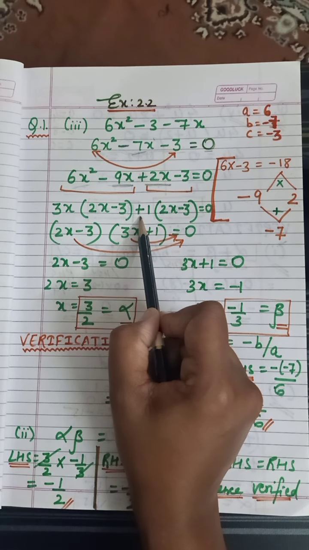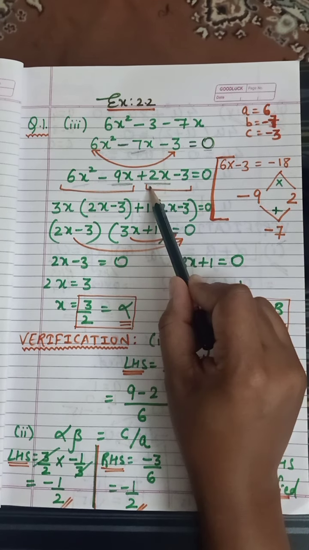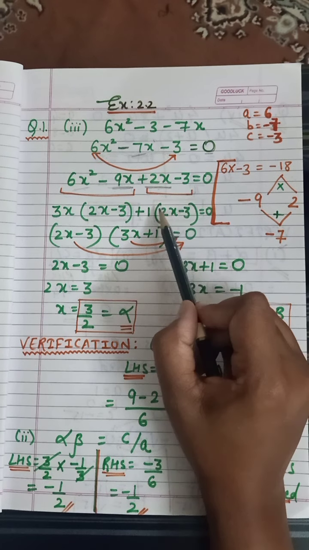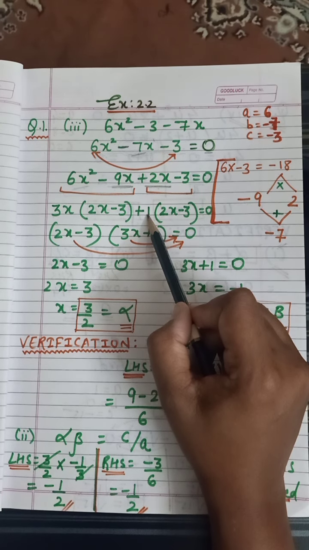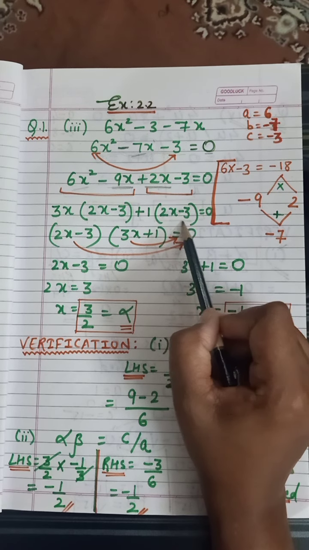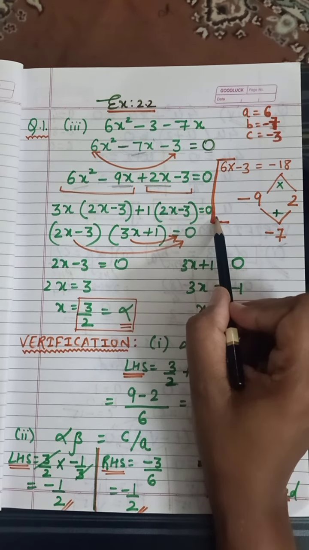So plus 1 will be taken out common in the last two terms because nothing is common here. As we know, 1 is a common factor for every number. So 1 will be taken out common and 2x minus 3 will be as it is, equals to 0.